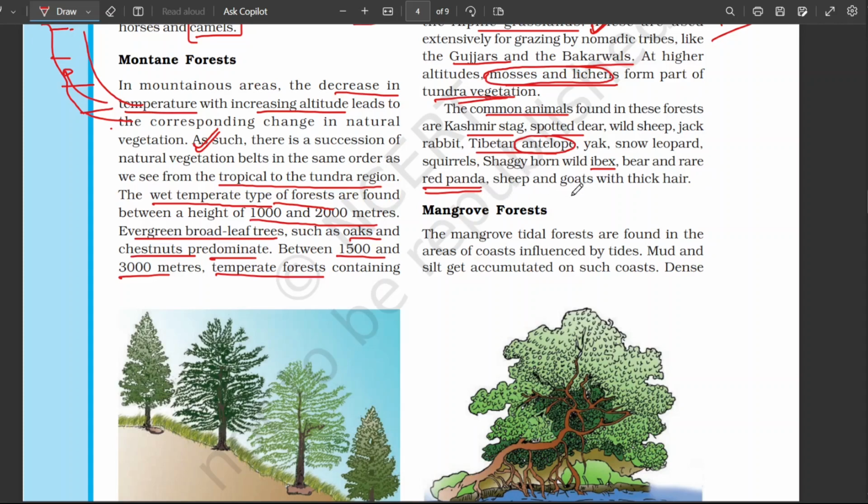Sheep and goats with thick hairs. कश्मीर स्टैग है, इसका भी एक पर्टिकुलर नाम है, आप पता करिए, हंगुल या कुछ ऐसा नाम है. सो दोज आर इम्पोर्टेंट. इसमें एक, हाँ, स्नो लेपर्ड, दैट इज ऑल्सो फ्लैगशिप स्पीसीज. Snow leopard, you will not find anywhere else in India.